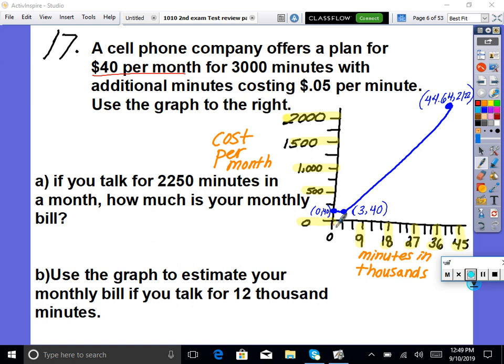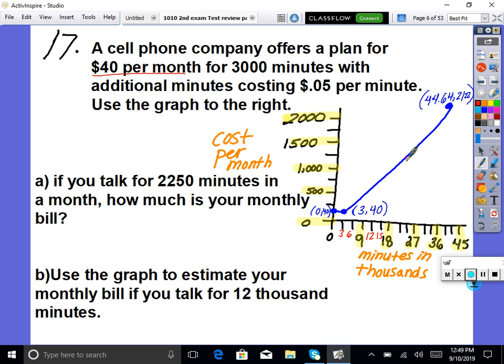So then it looks like 3, 6, 9, 12, 13, 14, 15, 18, you get the picture. These are thousands of minutes. So notice at 3,000, we're still at only $40. We're up at $40, and this is the cost per month. And then after that, it just starts to rise really quickly here.